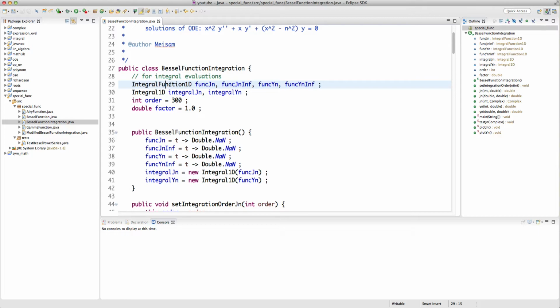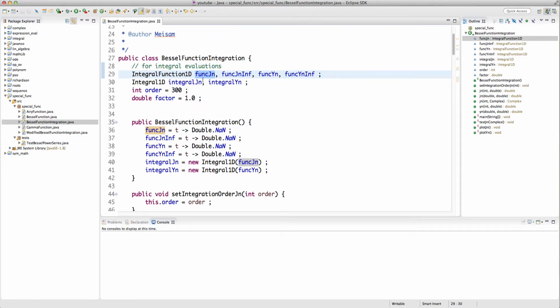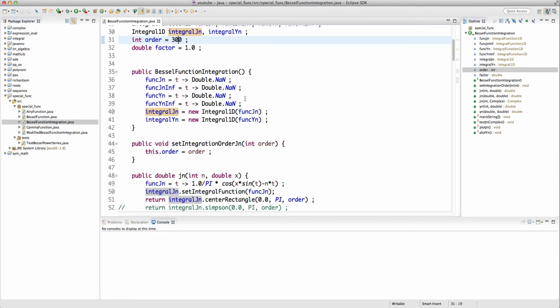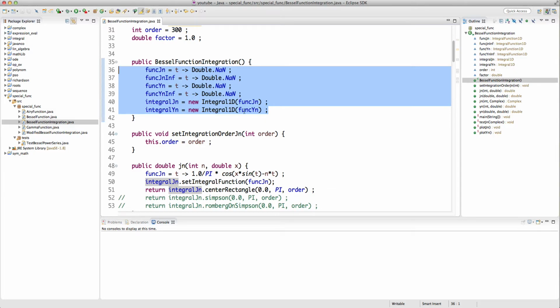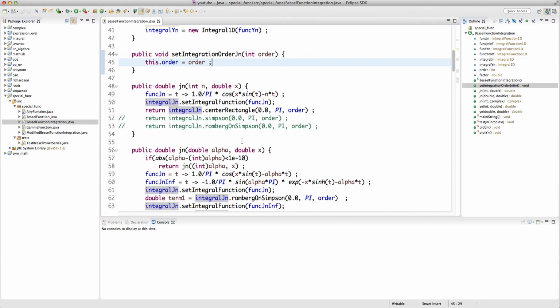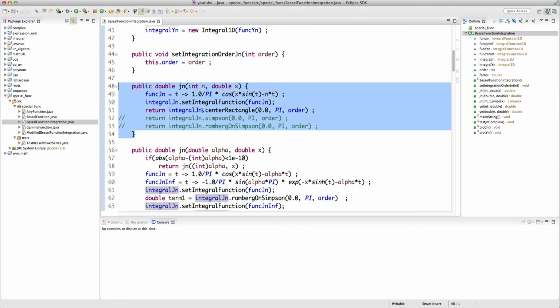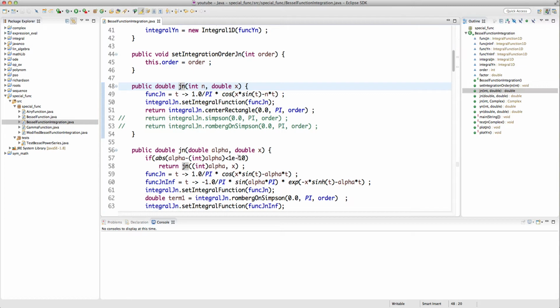So we have these integral function 1D, func j inf, func yn, func yn inf, and for integer indices we only use this function func jn. And then we have the integral class. The order by default is 300 subintervals. In the constructor I just initialize them to random numbers. And then here's my integration approach for calculating jn.